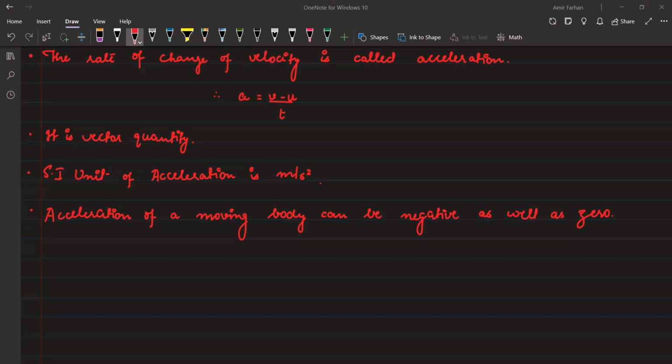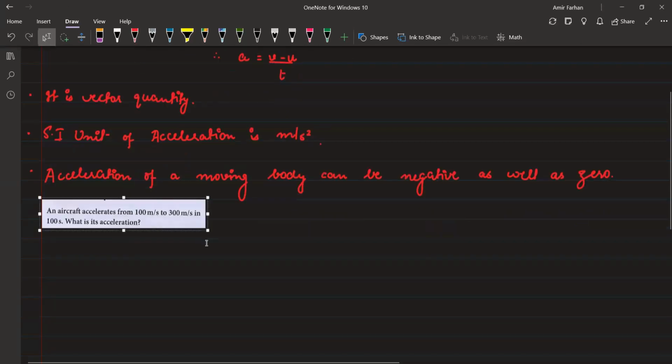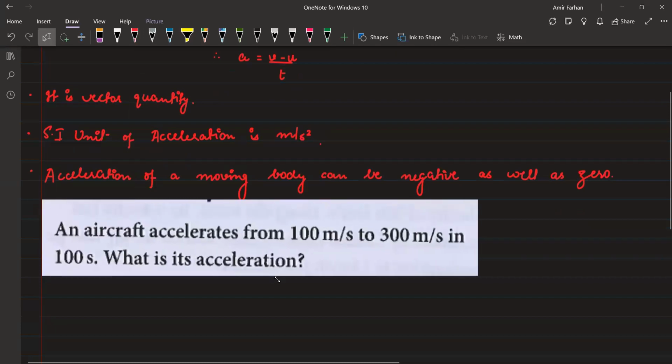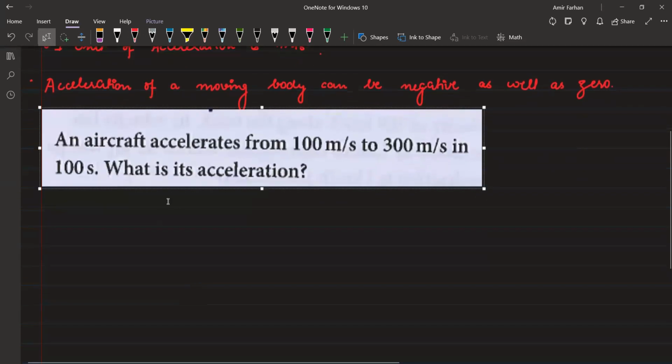That's great. Okay, so let's do a very basic question. The question is saying that an aircraft accelerates from 100 to 300 meter per second in 100 seconds. What is the acceleration? So let's solve it, Ayaan.